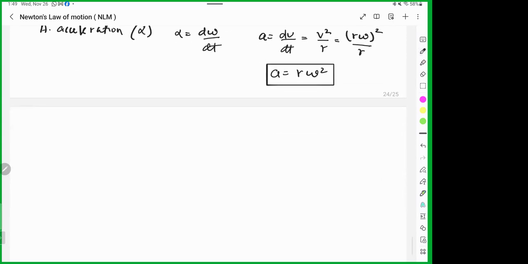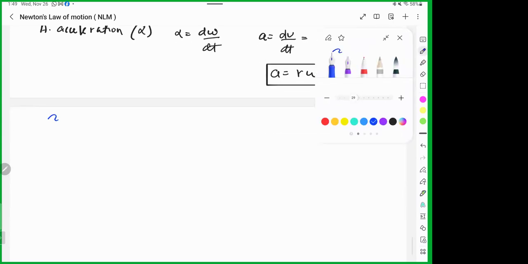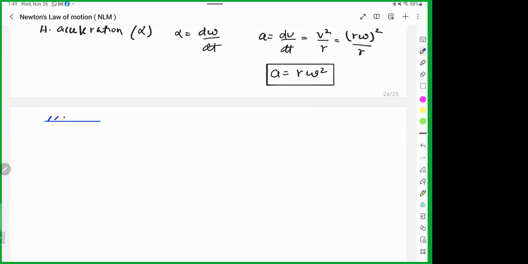In this current question, we are saying that we have a roof. This roof is connected with a string, and here you have a mass. This string has tension T. The mass is m, and it will rotate.